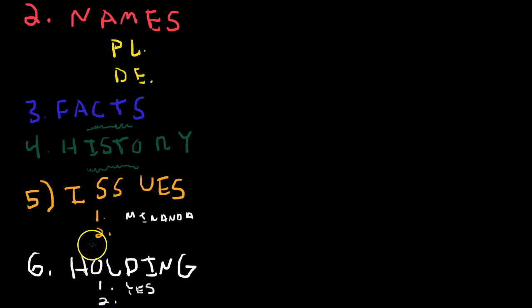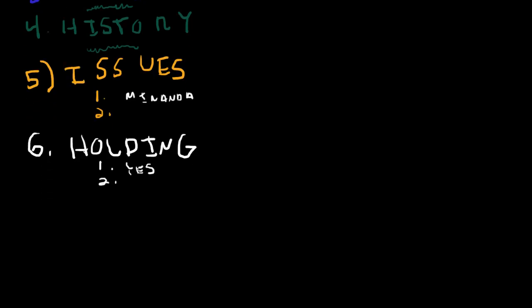So with holding, you should always have the same amount of numbers under the holding as the numbers of issues, if that makes sense. So if there's 3 or 4 issues, then there should be 3 or 4 numbers under holding, because the court needs to decide on each one of those.